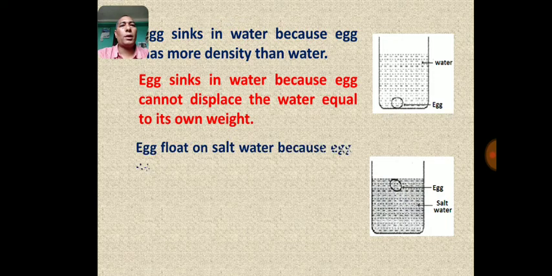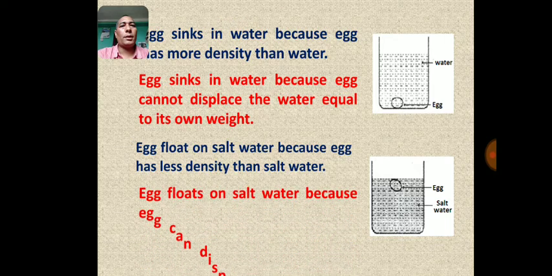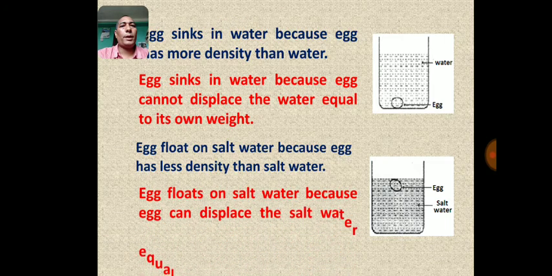Egg floats on salt water because egg has less density than salt water. Egg floats on salt water because egg can displace the salt water equal to its own weight.